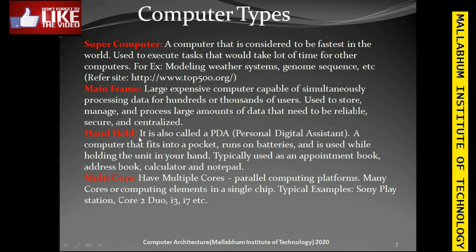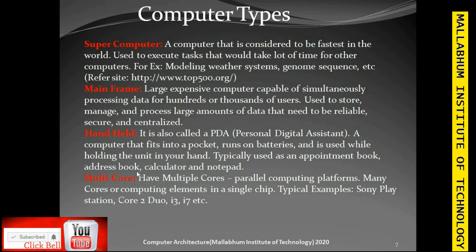Now the handheld computer, also called the PDA, personal digital assistant, is a computer that fits into a pocket, runs on batteries and is used while holding the unit in your hand, typically used as an appointment book, address book, calculator or notepad. CPU on a chip, that is the example. Next, multi-core: it has multiple cores, a parallel computing platform, many cores of computer elements in a single chip. Typical examples are the Sony PlayStation, Core 2 Duo processor, i3, i7, etc. So that is the version of the multi-core computer.